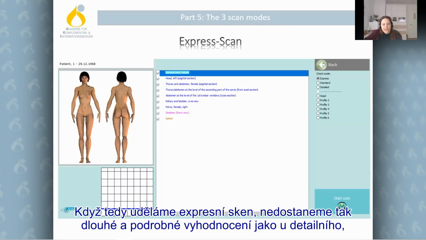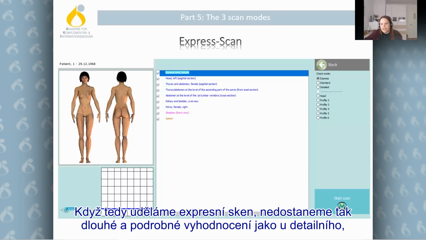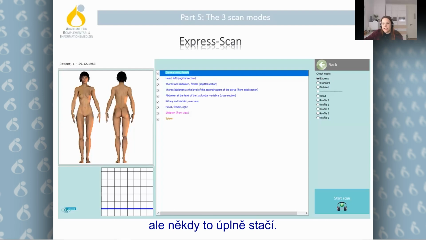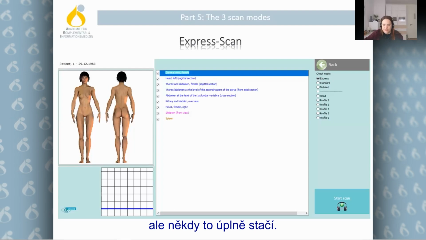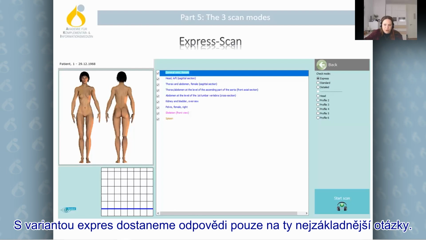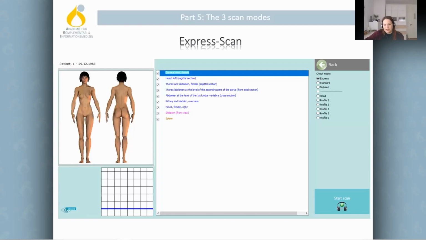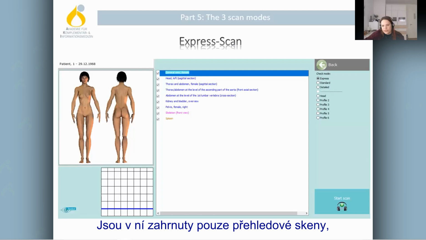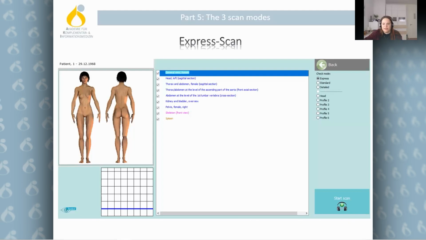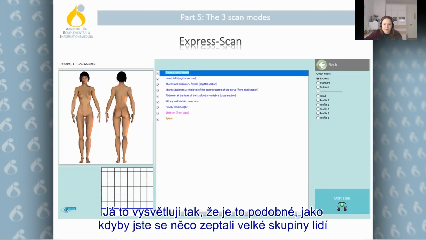So when we do express scans, we won't have a long evaluation like we do in the detailed, but sometimes it's just enough. With an express scan, we only hear the most important answers. Only the overview scan images are included, which means that many structures are scanned and evaluated at the same time.